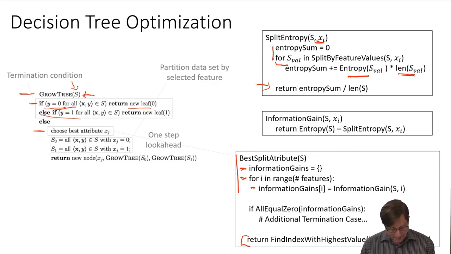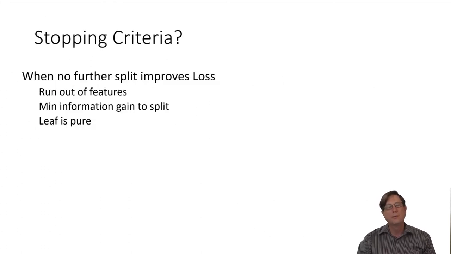Then this next step essentially says you have picked your split attribute and now you partition the data into two subsets, and then you just make your recursive call. You would say at this node, here's the feature that I split on. You may have a threshold if you're doing numerics. We're going to get to how you would learn the threshold for a numeric feature. Then you make those recursive calls. And that is simple decision tree optimization. Now, stopping criteria.